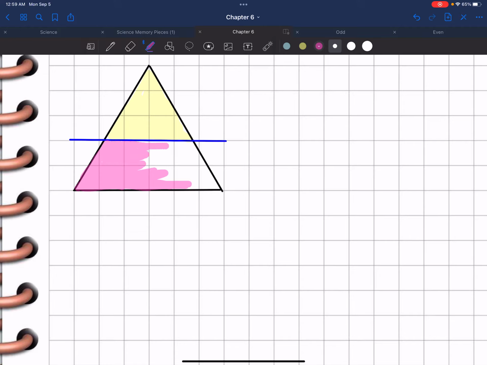Would you say that the blue line is a line of symmetry and that these pieces of this shape are symmetrical? No, because they're not mirror images. So we would say that this is not symmetrical.